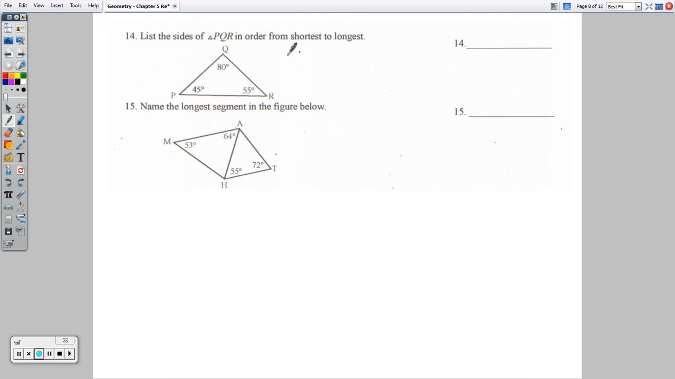List the sides of triangle PQR from shortest to longest. So look at the angles. 80 is the biggest. That's going to be the longest. We're looking for the shortest though. The shortest would be 45, which is across from QR. So we could say QR is going to be the shortest. And then after that, 55 comes next. That's across from QP or PQ. So QR, shortest to longest, would be less than QP, which would be less than PR. And that would be our correct statement there.